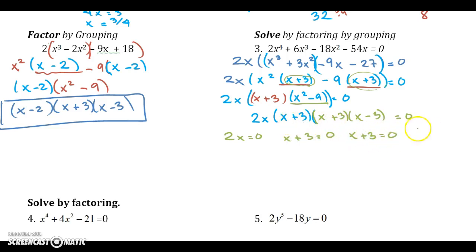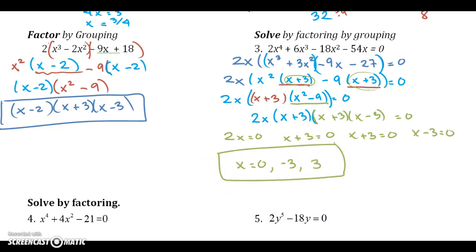Remember, this is a repeated root. You don't really have to write it twice, but I just did. X minus 3 equals 0. So if I divide both sides by 2, I have x equals 0 for the first one, negative 3 for the next one, negative 3 for this one, and 3. Those are all of your answers.